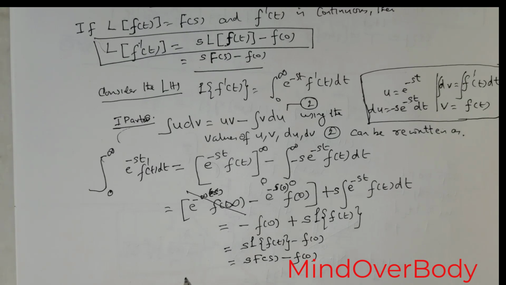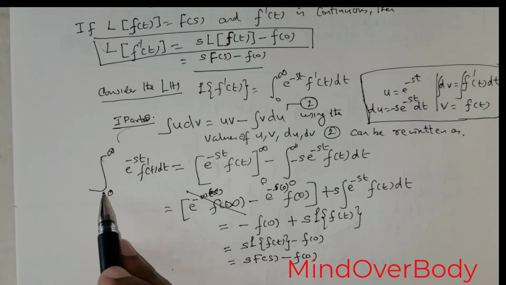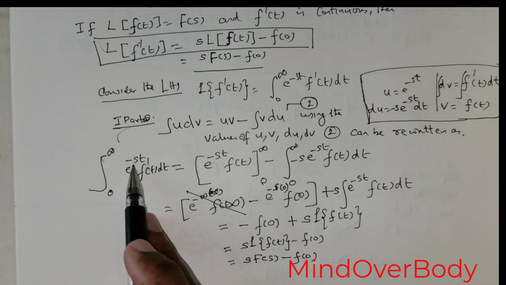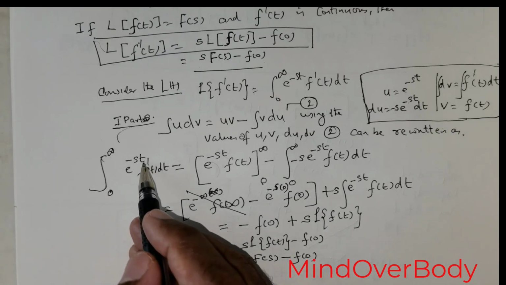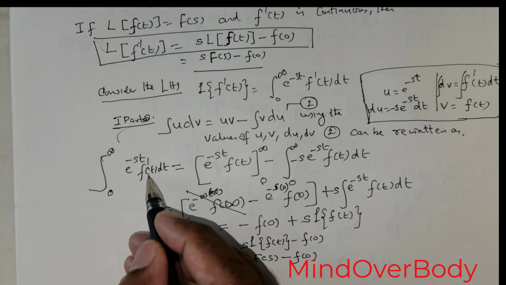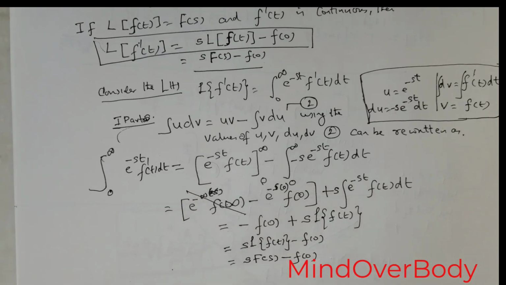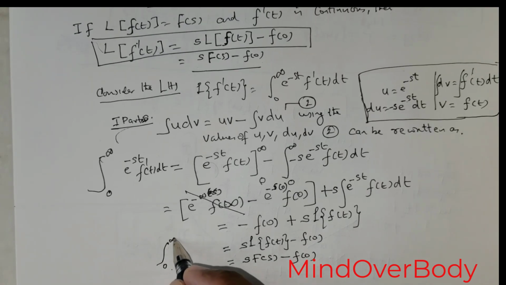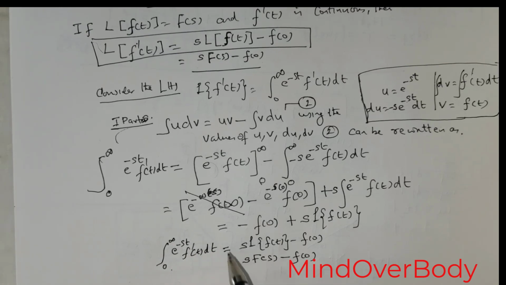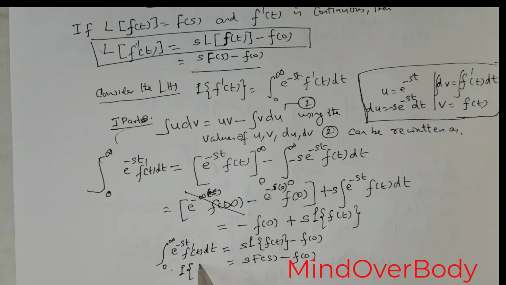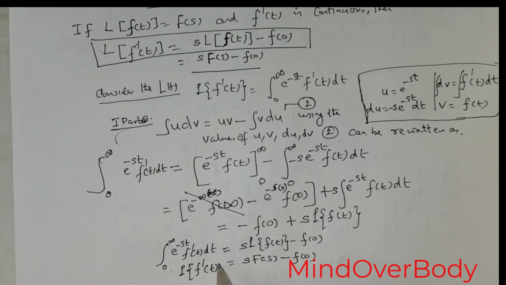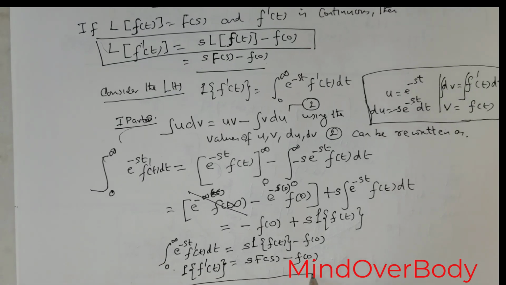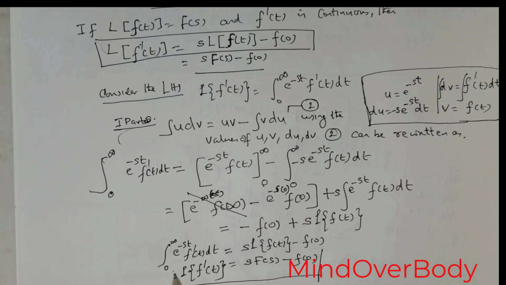Now what is on the left hand side? The left hand side, we started with this integral 0 to infinity e raised to the power of negative st times f dash of t times dt. So this is, let me write that down, integral 0 to infinity e raised to the power of negative st f dash of t times dt. This can also be written as Laplace transform of f dash of t. Right, so you got a beautiful result that will come in handy.